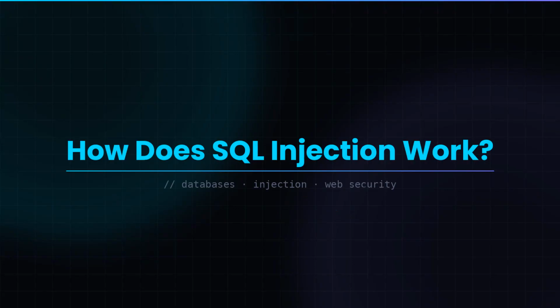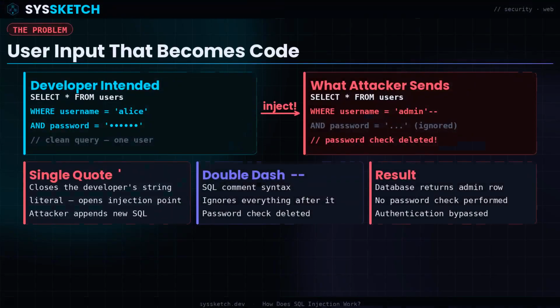SQL injection is what happens when user input is allowed to change the structure of a database query. Instead of just supplying data, the attacker supplies code. And the database, which has no way to tell the difference, executes it faithfully. The application intended to run a query. The database ran a query. It just happens to be the attacker's query rather than the developer's intended one. The database was doing exactly what it was told.